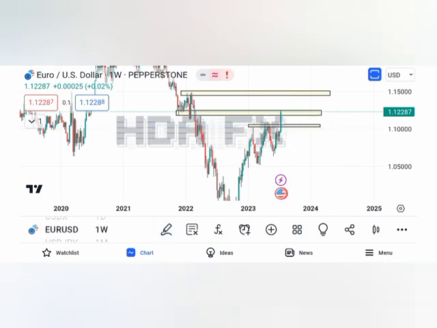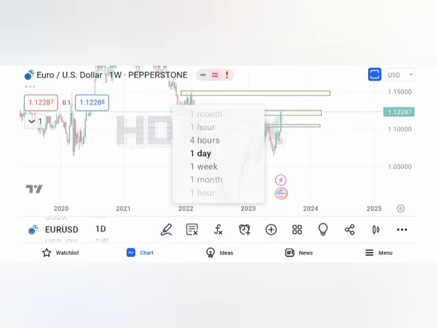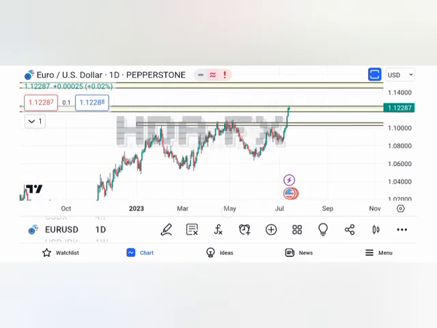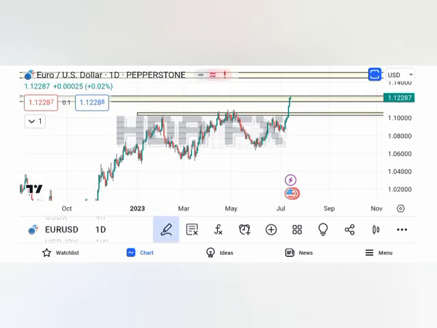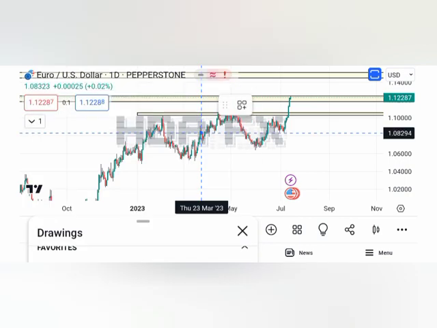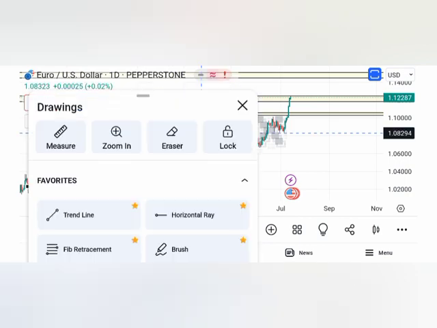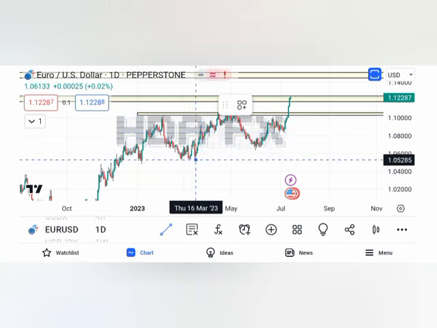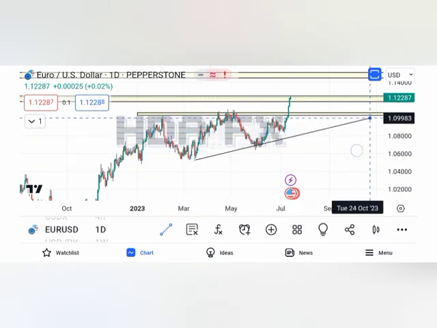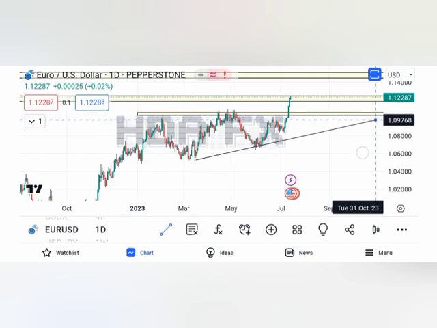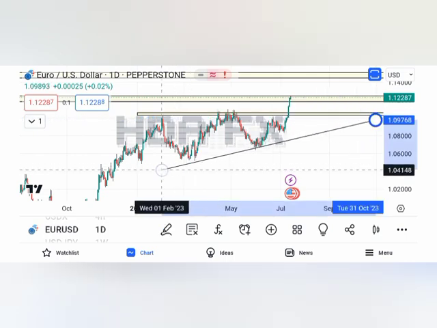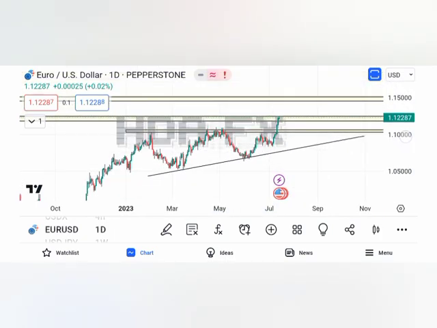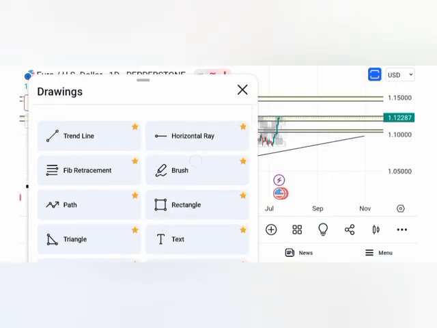So now let's move to the daily time frame and see whether we can get more clarifications there. I think there's nothing. Okay, so now let's see, we can also get a trend line here on the daily time frame on EURUSD. So it's likely that EURUSD can drop to this point.